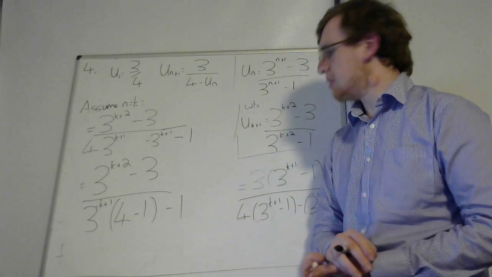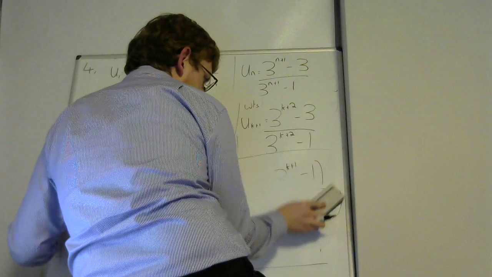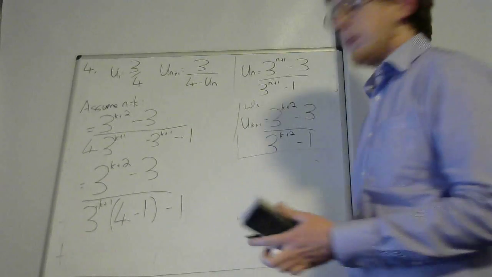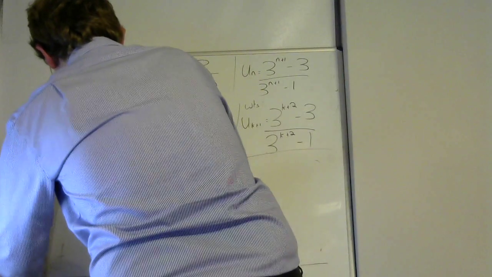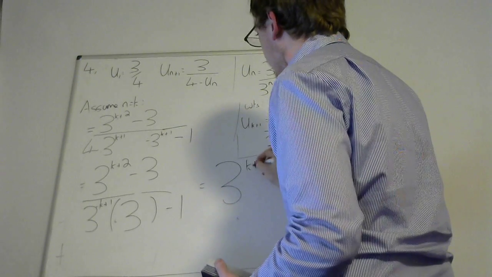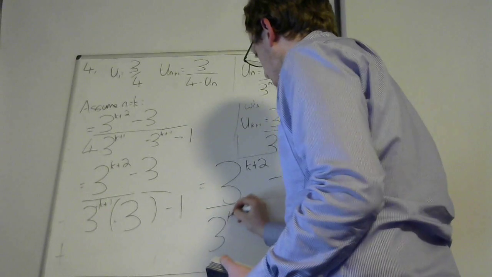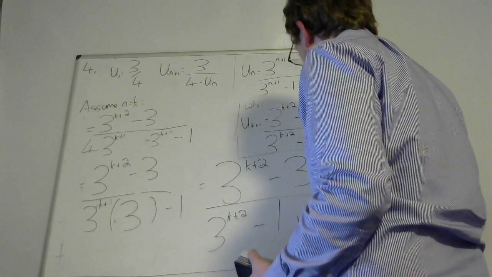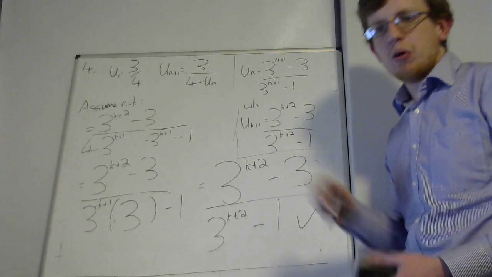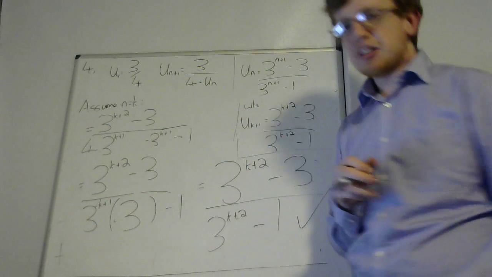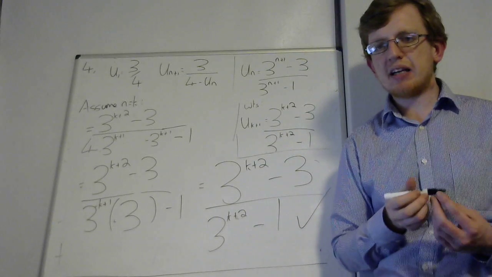Okay, so you should all be able to see what's going to happen now. Four minus 1 is 3. And again, when we multiply, we add the powers. So (3^(k+2) minus 3) over (3^(k+2) minus 1). As required, that's what we wanted. That's what we wrote down we wanted to show. Cool. 6 marks. Nice one. Not too bad.